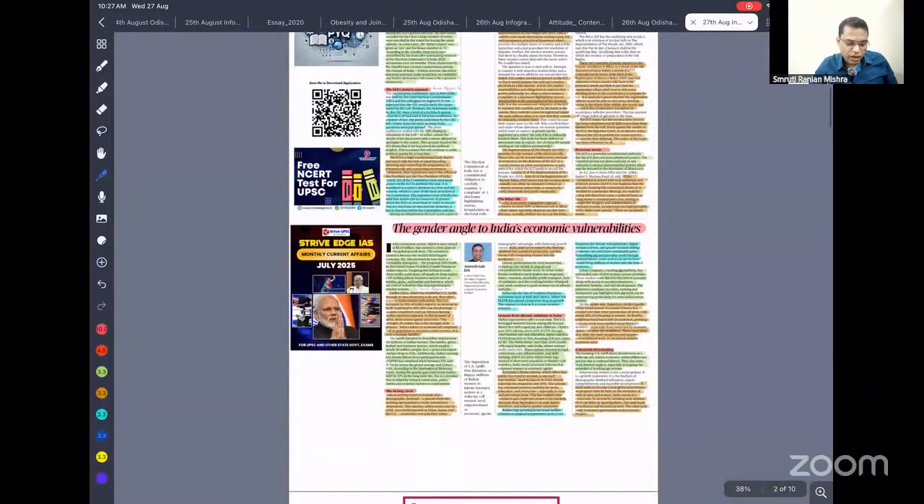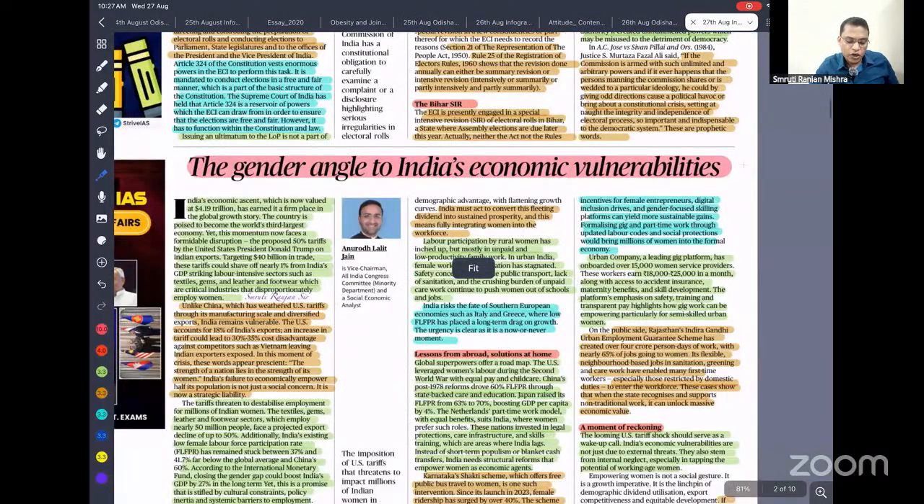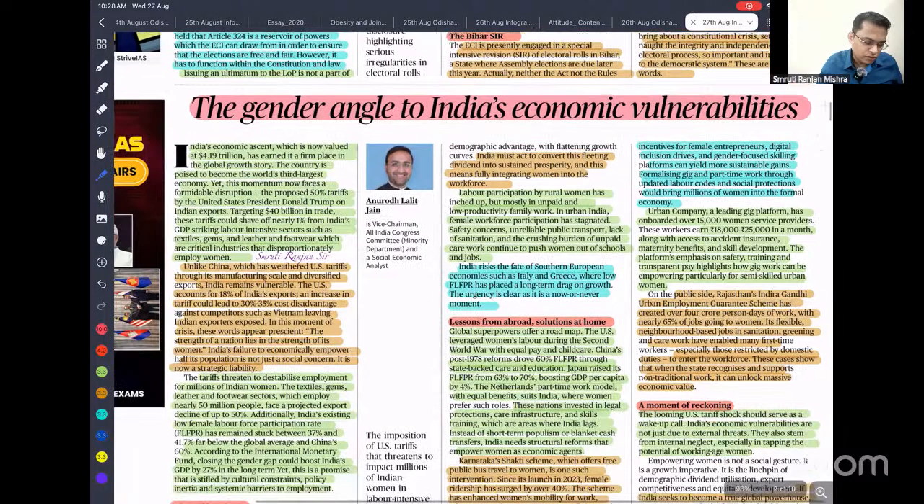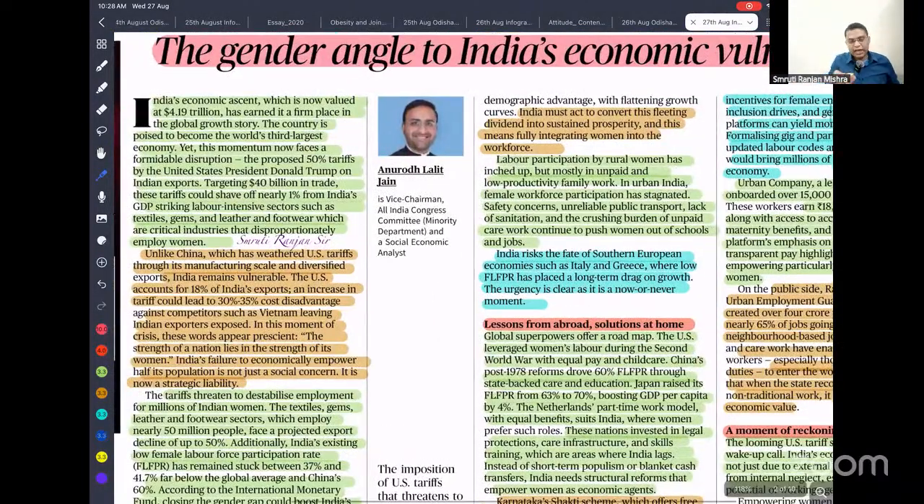Next important is the gender angle to Indian economic vulnerability. If you look at the recent trade tariff being imposed by the USA, that is 50%, that is going to impact our women. Here you will see the impact is more on women than on other persons.